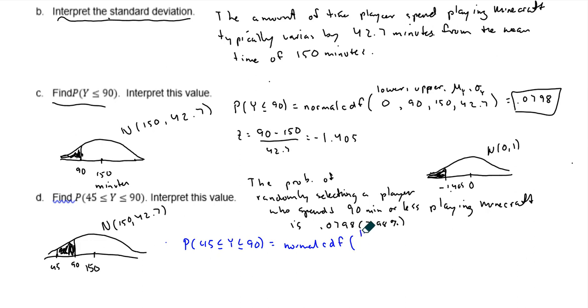Now in this case, our lower bound is going to be 45. Make sure you label all of these. Our upper is going to be 90. We're going to have our mean of y, which is going to be, in this case, 150 again. And we have our standard deviation of y, which is going to be 42.7. And we go to our calculator.